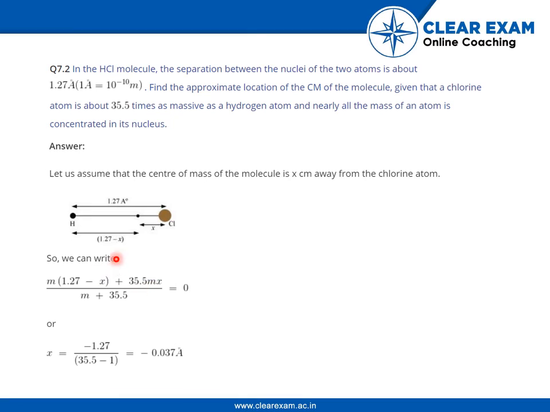So from this we get this particular equation, and from here we can get the value of x, which is coming to be minus 0.037 angstrom. Here the negative sign indicates that the center of mass lies leftward of the chlorine atom.